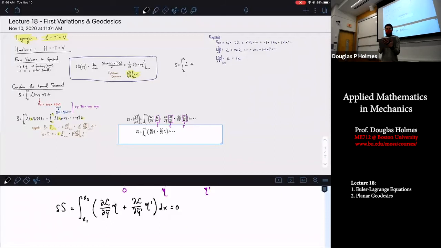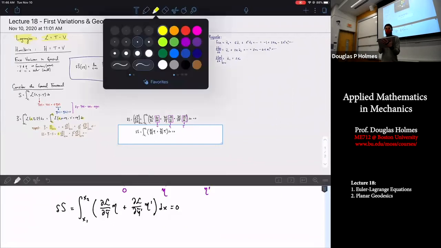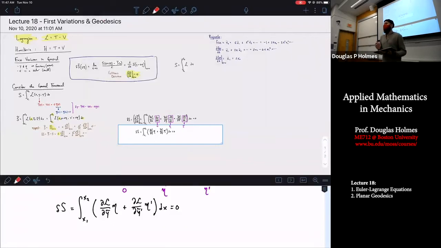The alarm bell that should be going off in your head is, we know some things about eta. For instance, we know the value of eta at two points: we know the value of eta at x1, we know the value of eta at x2. We don't know anything about the value of eta prime. And so we can't reduce this to anything simpler until we can eliminate this eta prime variable.